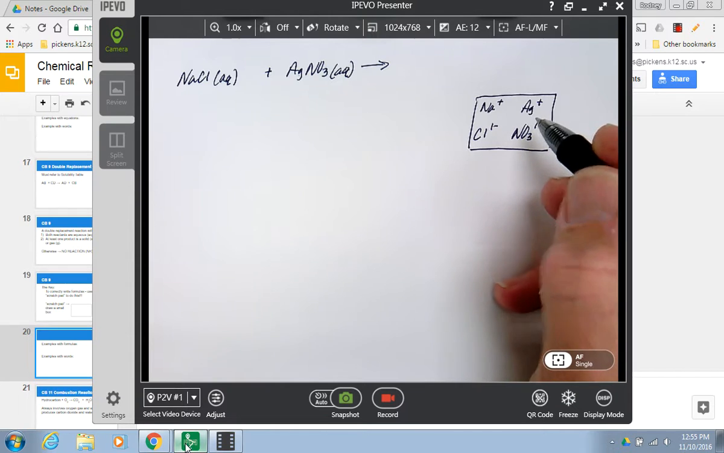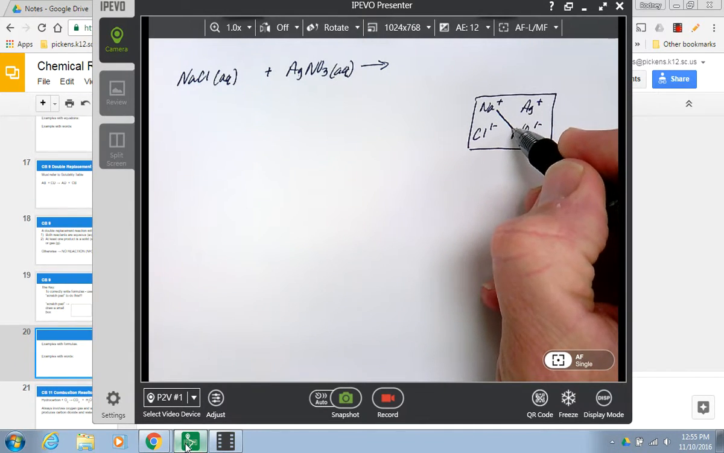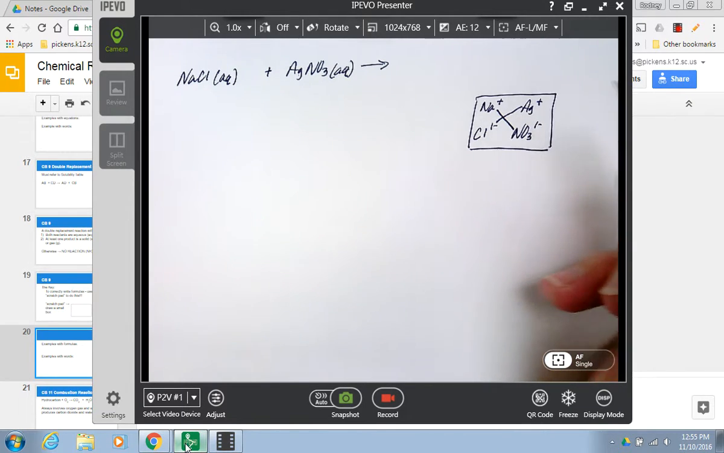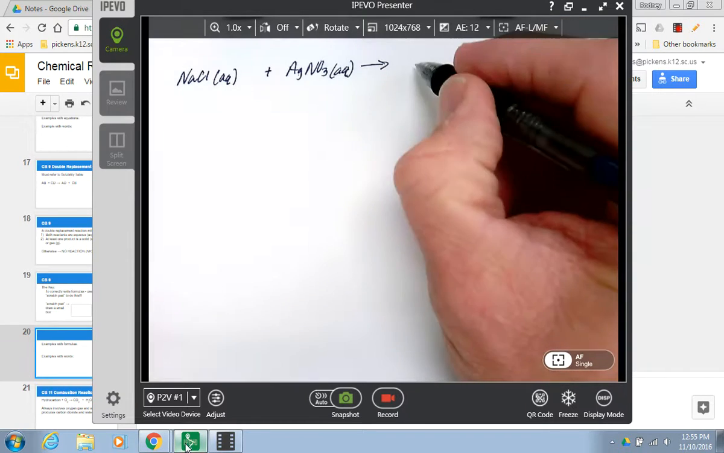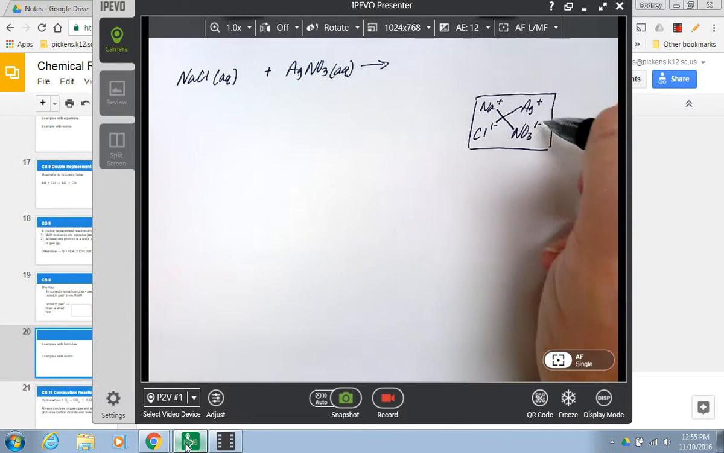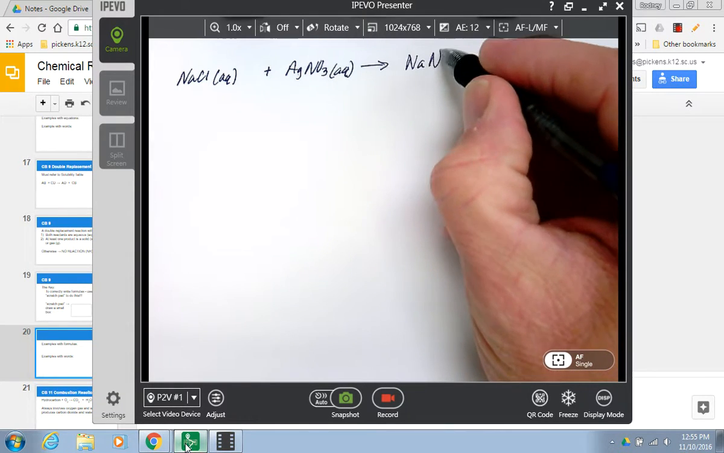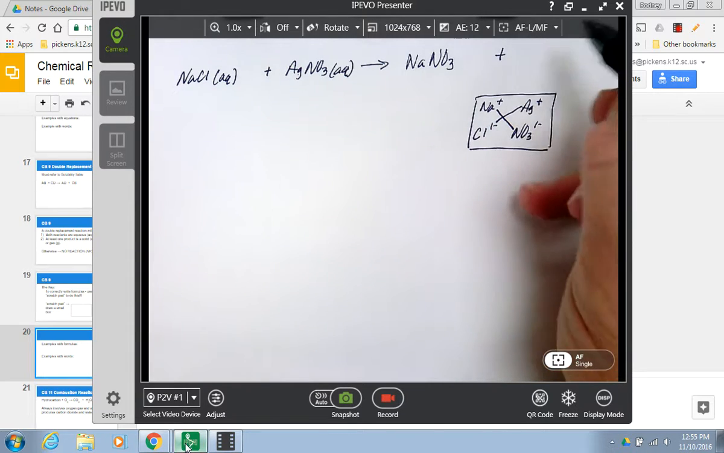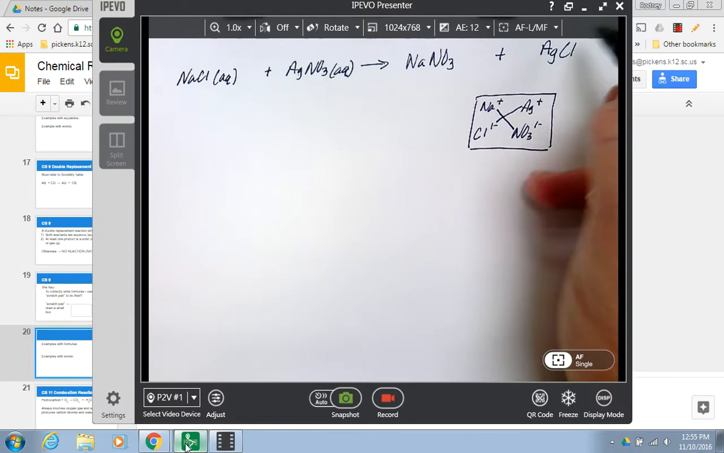Then these crisscross; they trade places. Sodium is going to trade places and bond with nitrate, and silver is going to trade places and bond with chloride. So sodium and nitrate bond together. We have a +1 and a -1, so that's a 1-to-1 ratio, and that's just NaNO3. Leave a little room here, because we're going to go back and check solubilities in just a few minutes. Plus silver is going to bond with chloride, and it's a +1 and -1, so that's going to be AgCl.